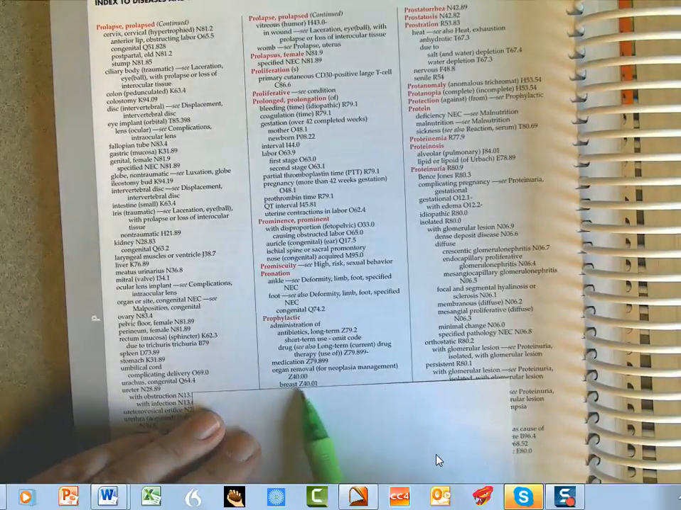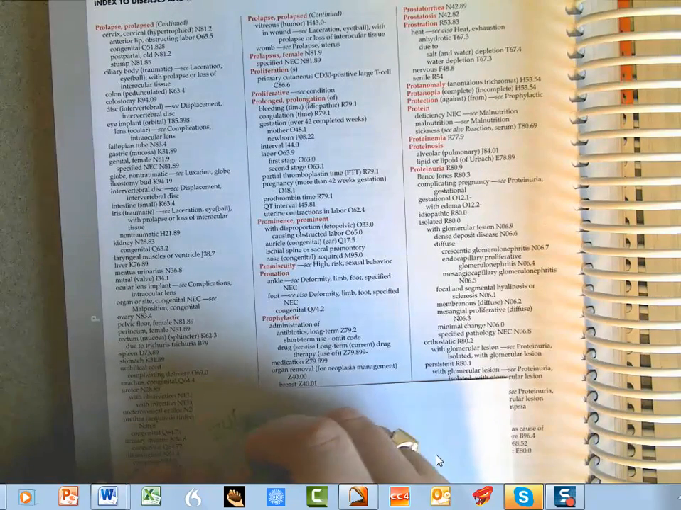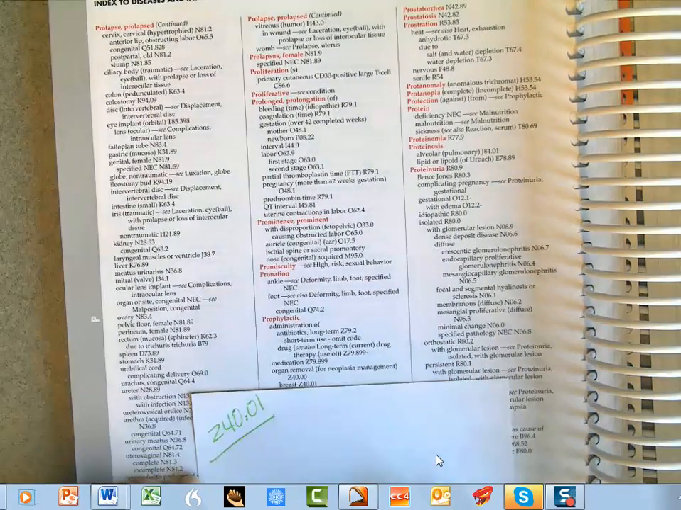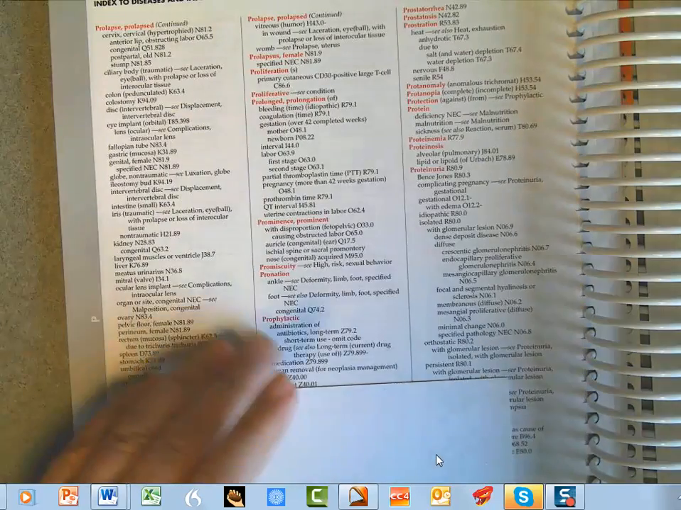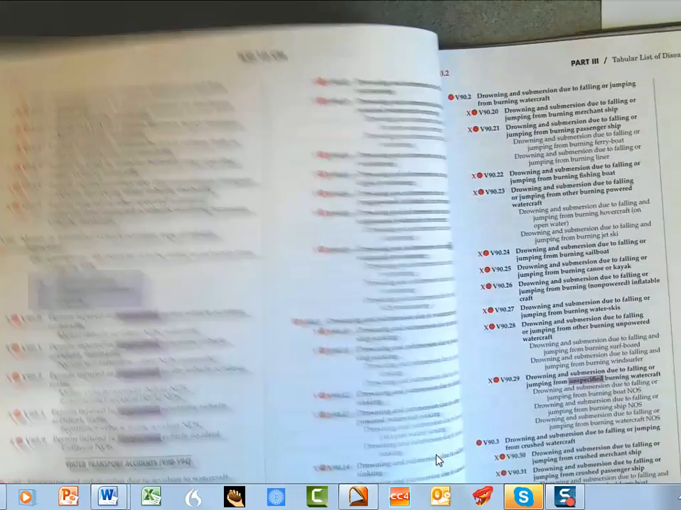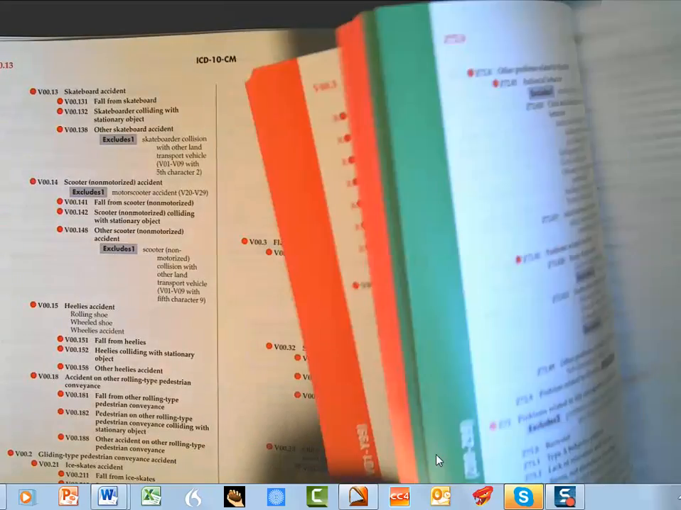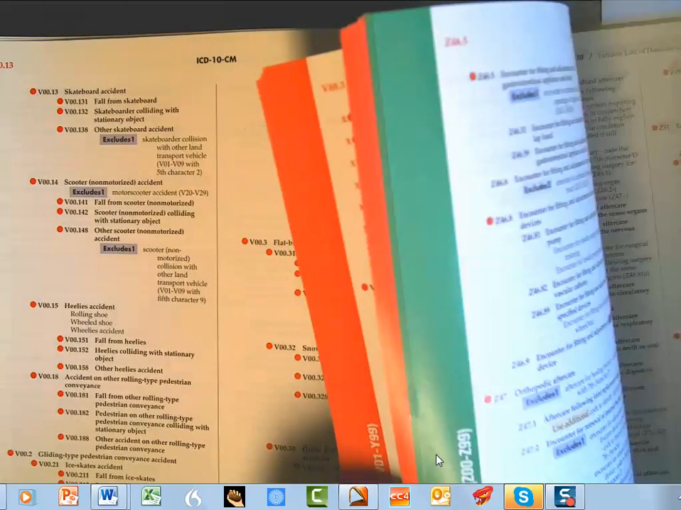So we're going to look at Z40.01. Okay? And I just write it down so that I have it, and I don't have to go back to my index if I forget it. So let's go to our Z codes in the back of our book. Okay? And we're going to go to Z40.01.